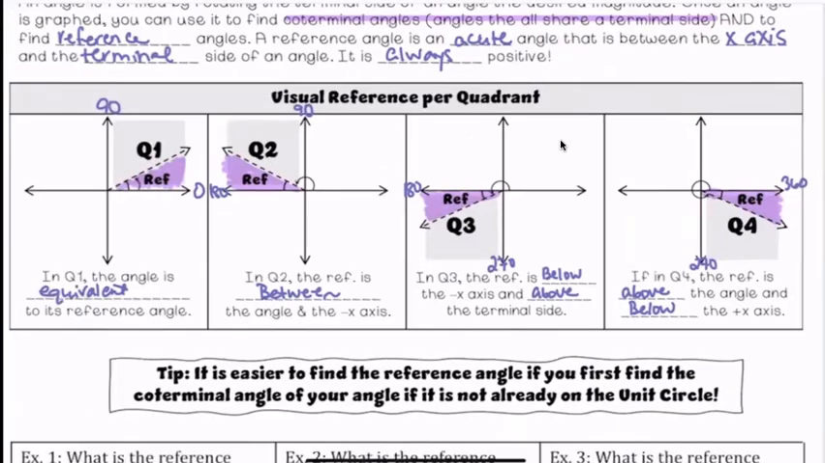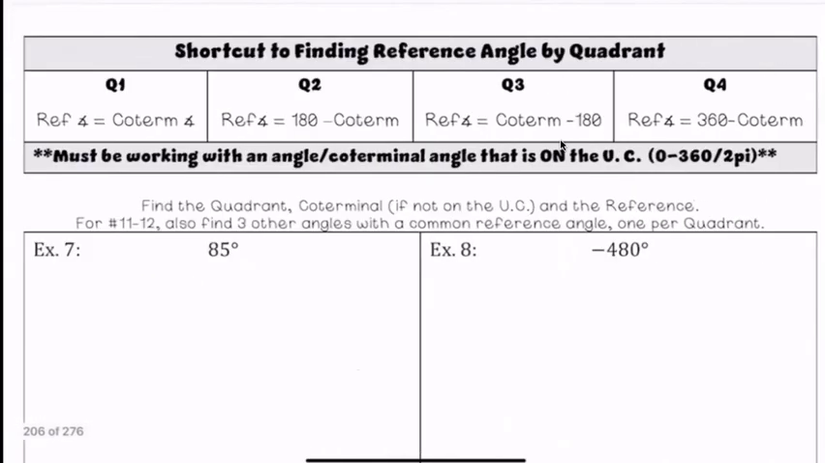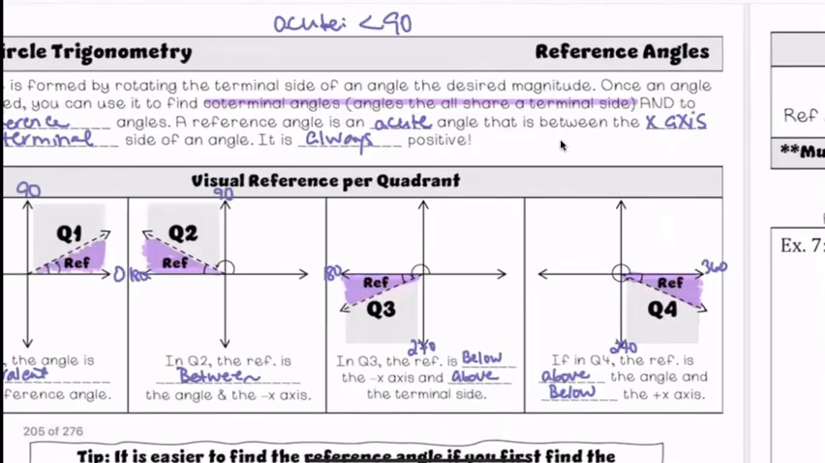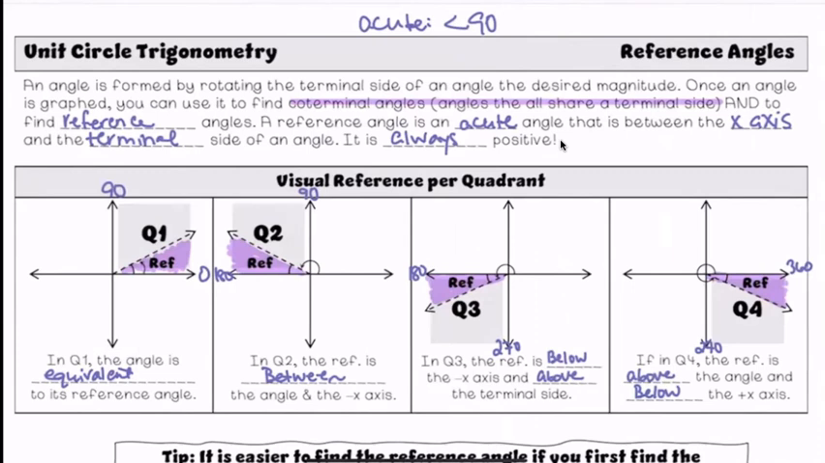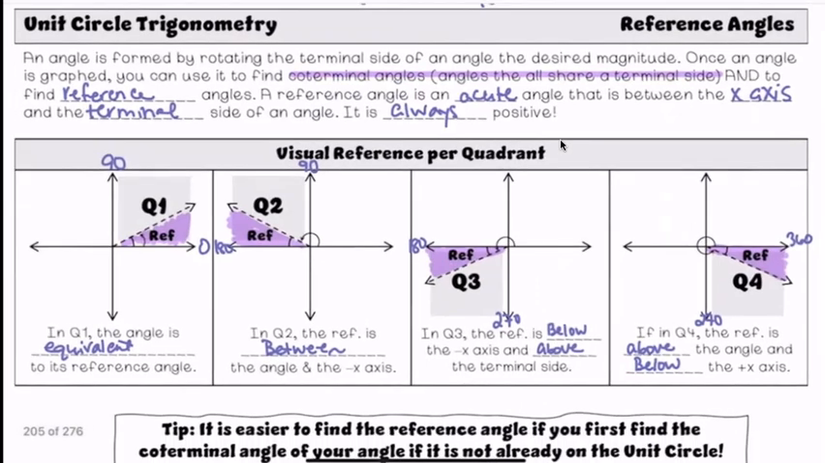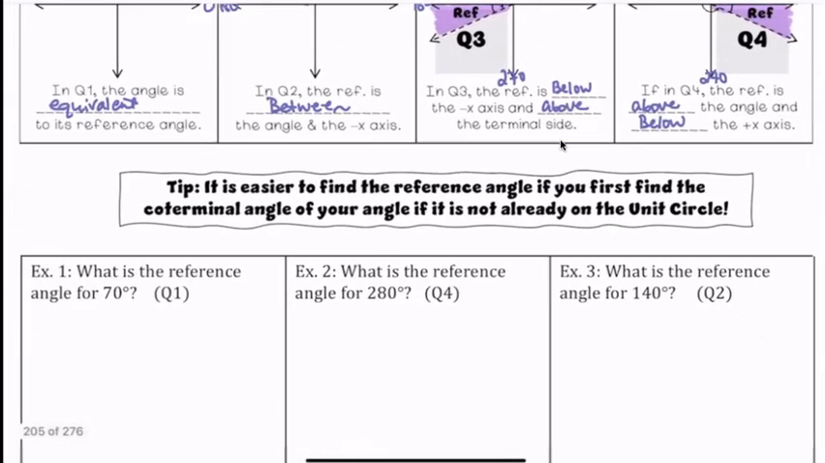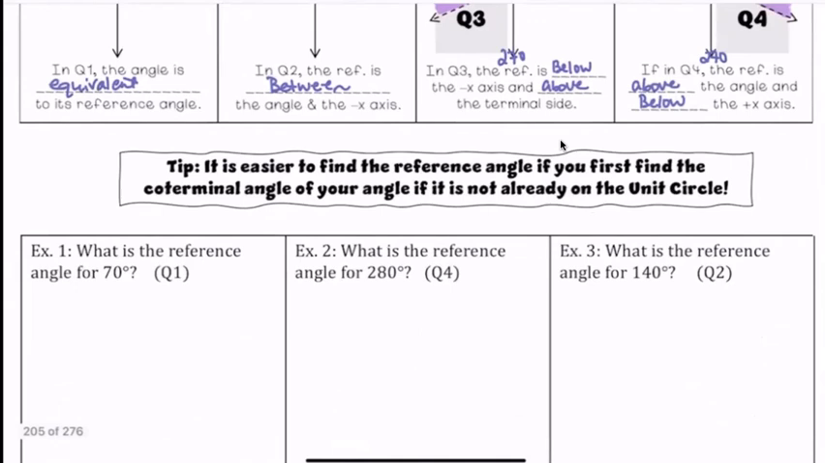And there we go. So here's our pictures. And then over here at the top of the next page, I have some little shortcut equations to help you figure out what the amounts are. Long story short, we're just looking for the distance between our angle and the x-axis, no matter which side of the x-axis it's on. Here it says tip. It's easier to find the reference angle if you first find the coterminal angle of your angle, if it's not already on the unit circle.